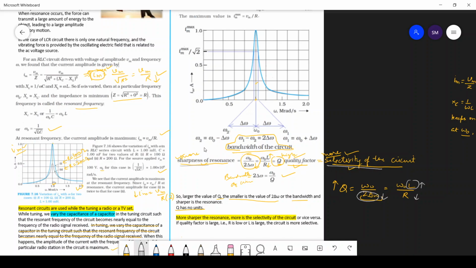So that is why these three things, sharpness of resonance, quality factor, and selectivity, are the same sort of quantities. Selectivity is not a physical quantity; quality factor and sharpness are the physical quantities. Selectivity is about the circuit. So the quality factor is large when R is low and L is high, and the circuit will be more selective.